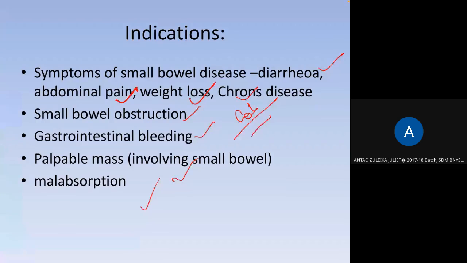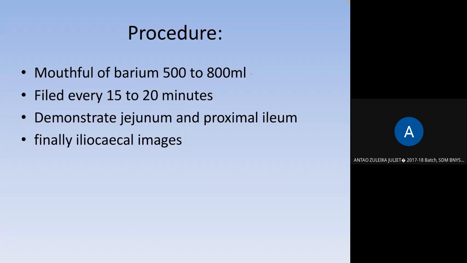How is the procedure? Not important. Again, 500 to 800 ml of barium is taken, and it is swallowed every 15 to 20 minutes. You can demonstrate up to the ileocecal junction and all the structures which are coming before it. Finally, you take ileocecal images.